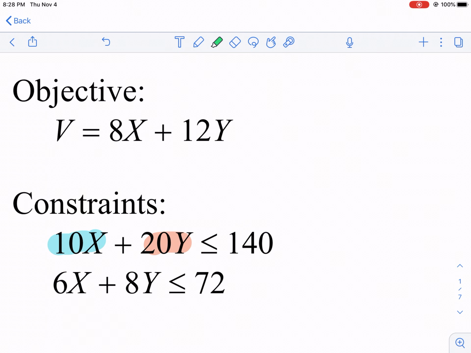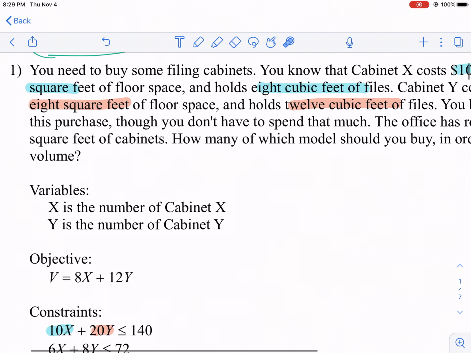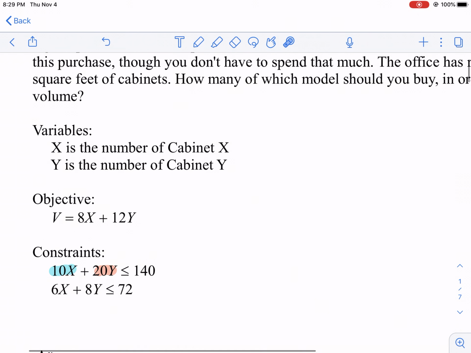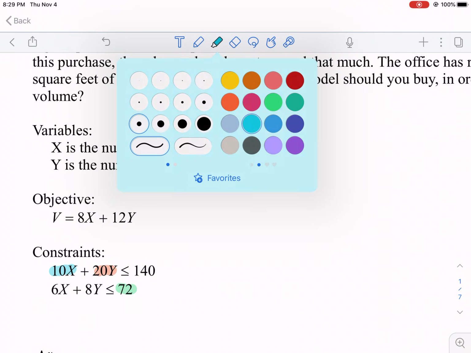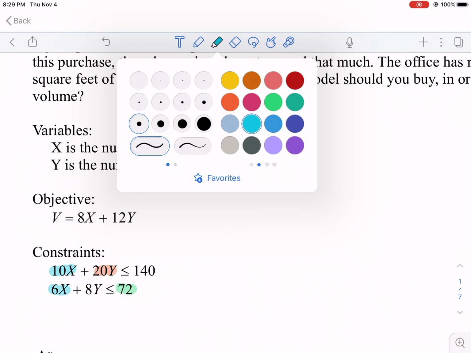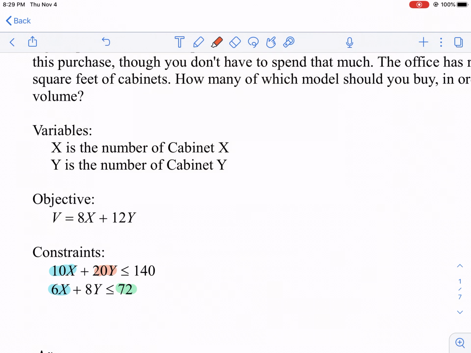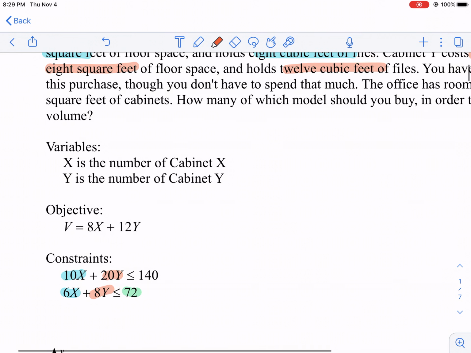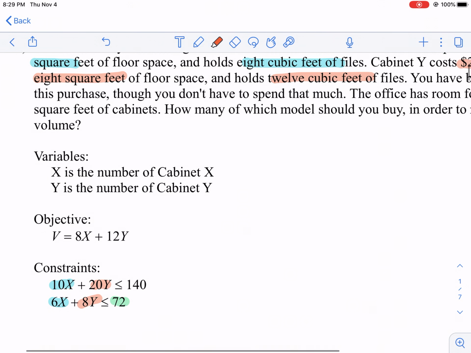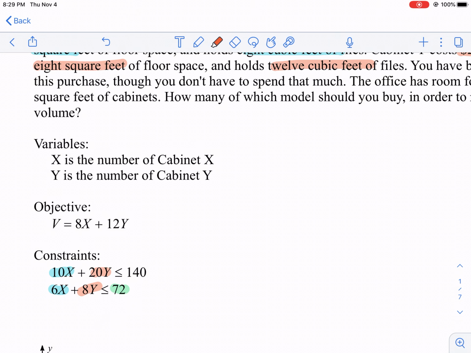So if it's $10 per cabinet, then you just multiply 10 times the number of cabinets. That's where this comes from, okay? The next thing is the amount of square feet it takes up. So here we have 72 square feet is the maximum, and it's got to be less than that. It takes up 6 square feet for X, and it takes up 8 square feet for Y, okay? So then there's that inequality. It's not an equation actually. And then our objective function, okay?